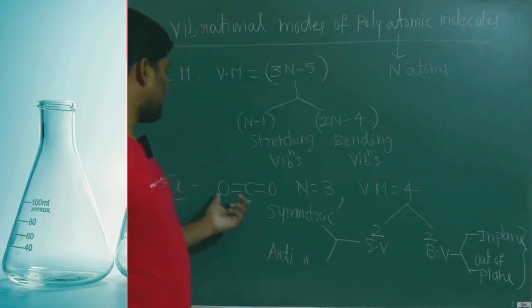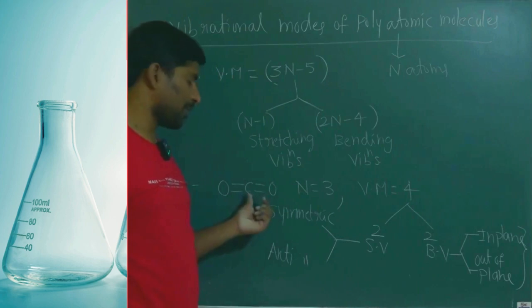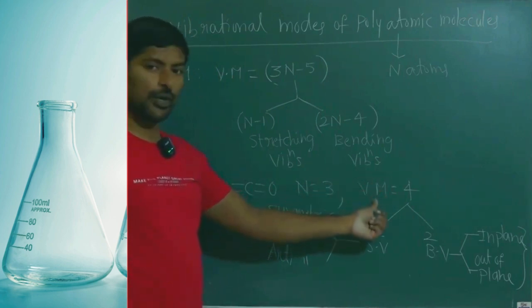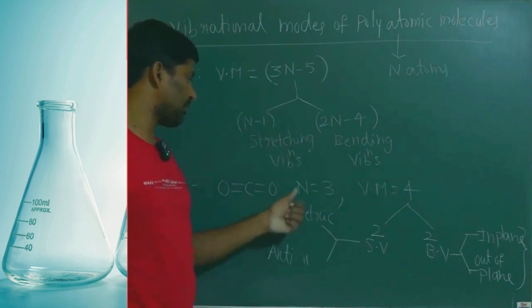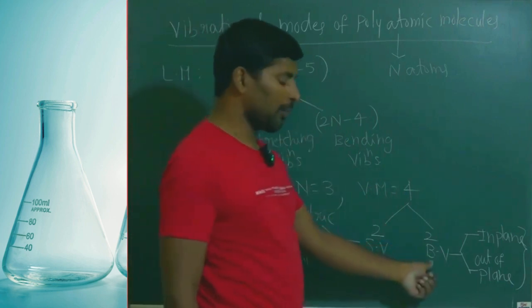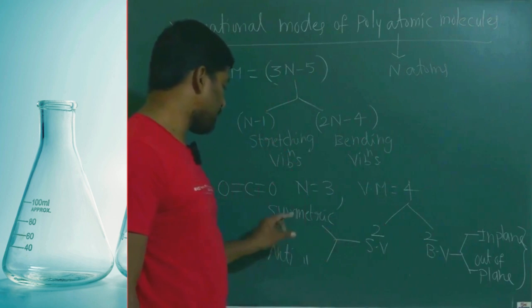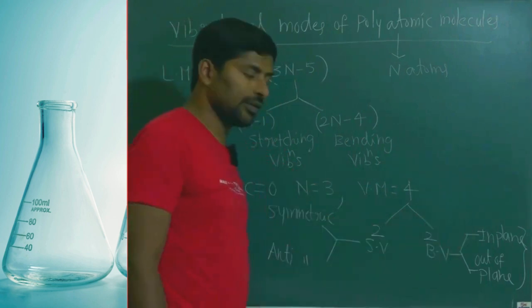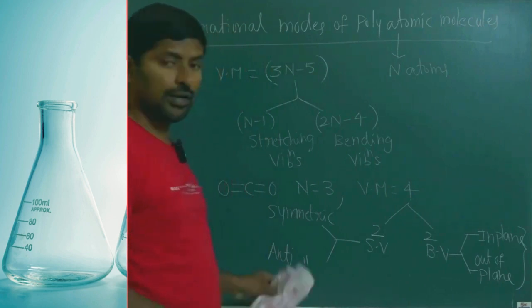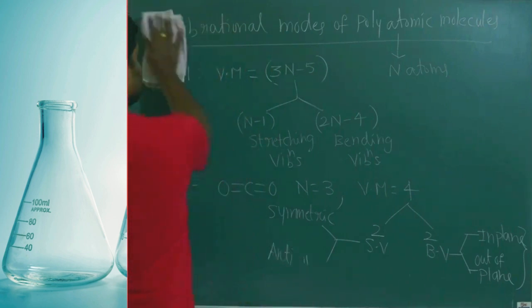Okay, so we consider a linear molecule CO2 containing 3 atoms. The number of vibrational motions is 3n minus 5, that is 9 minus 5, 4. Out of 4, n minus 1, that means 3 minus 1, 2 are stretching and 2 are bending vibrations. Again, in stretching vibrations, one is symmetric, another one is anti-symmetric. In bending vibrations, one is in plane bending, another one is out of plane bending.